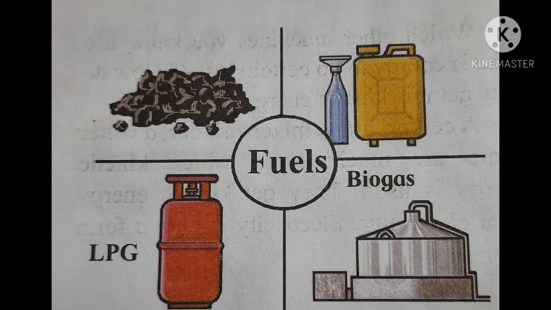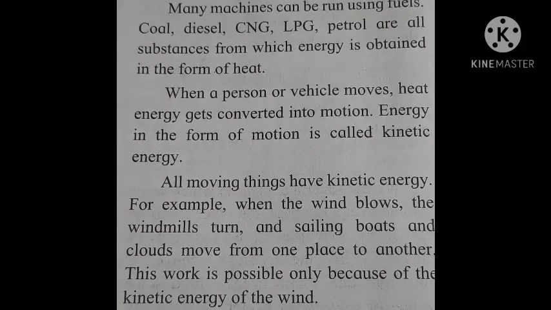Now let's look to other forms of energy. Hence, I will read this paragraph for you. Many machines can be run using fuel. Coal, diesel, CNG, LPG, petrol are all substances from which energy is obtained in the form of heat. When a person or vehicle moves, heat energy gets converted into motion. Energy in the form of motion is called kinetic energy.